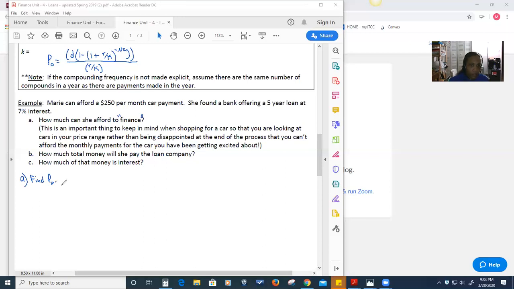Okay. All right, so what else? So what do we know? We need to make sure we know and can plug in all the other variables in this formula. So let's figure out what they are. D is going to be that monthly payment. So she's figured out she can afford a $250 a month car payment. So that's her D.